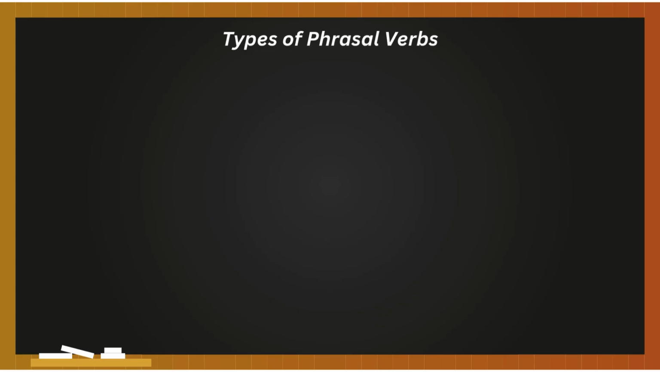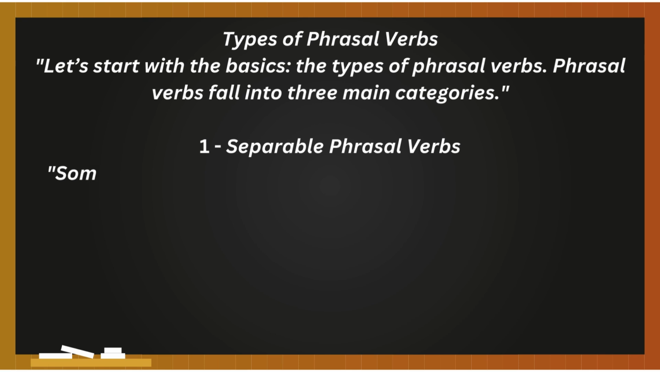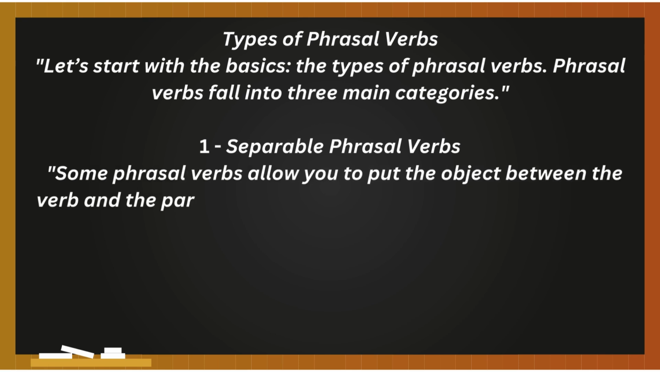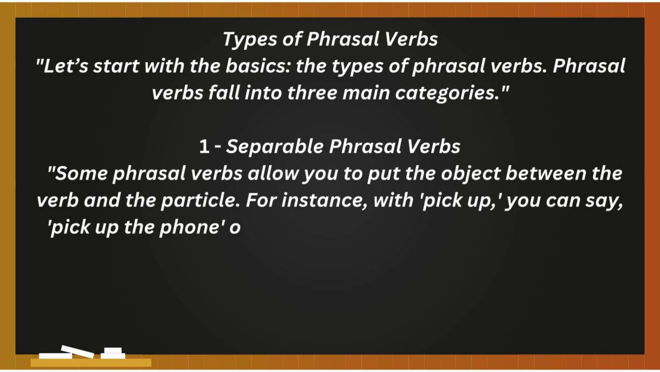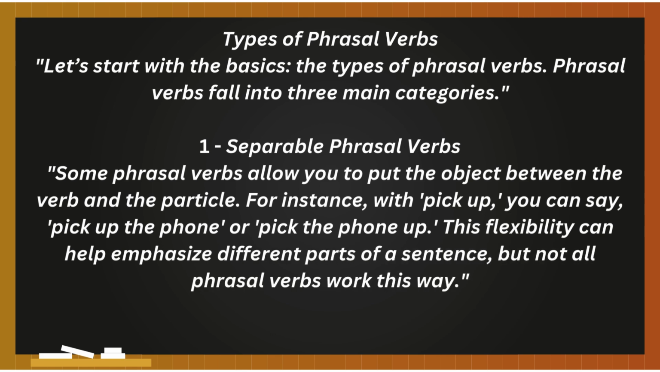Types of phrasal verbs. Let's start with the basics, the types of phrasal verbs. Phrasal verbs fall into three main categories: separable phrasal verbs. Some phrasal verbs allow you to put the object between the verb and the particle. For instance, with pick up, you can say, pick up the phone or pick the phone up. This flexibility can help emphasize different parts of a sentence, but not all phrasal verbs work this way.